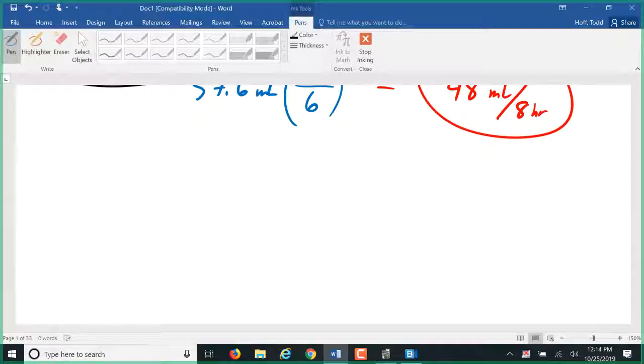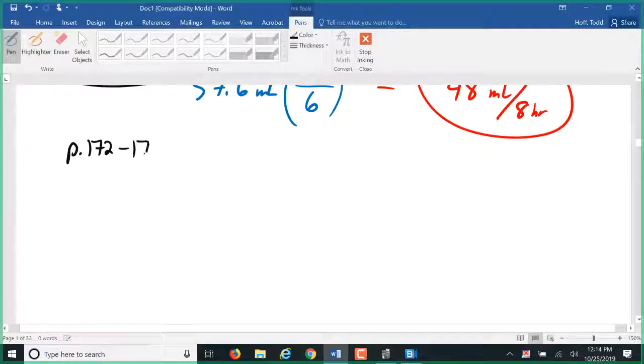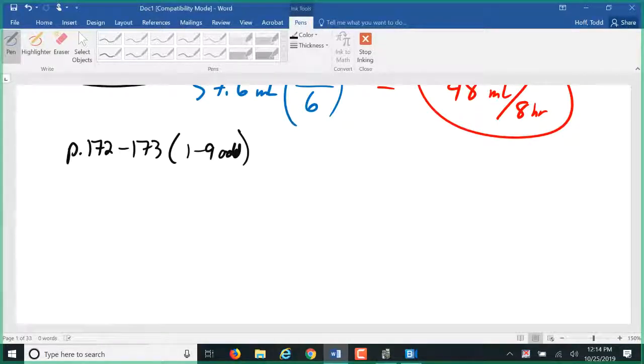For now, pages out of the book to work on. 172 to 173, 1 through 9, the odds. That's just talking about how to reconstitute a solution. A lot of the medications we get come with a vial with a powder in them and no liquid in them. That's just telling you how much liquid to inject into that vial to constitute the solution.